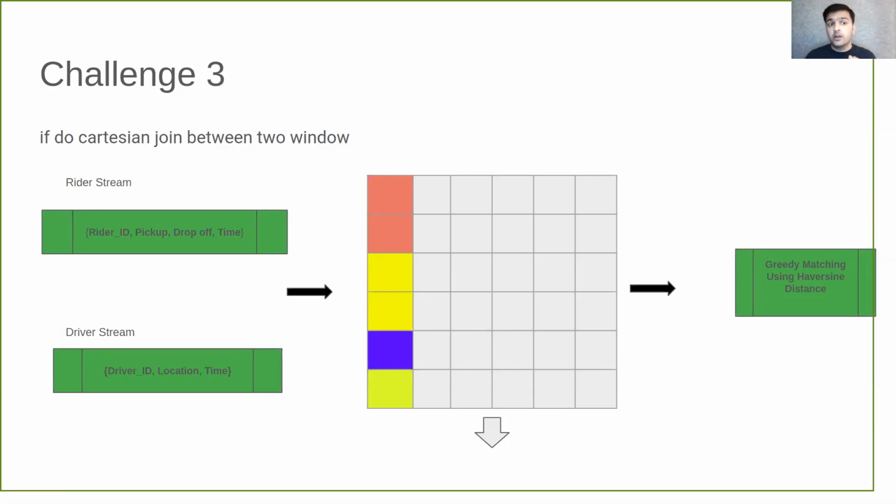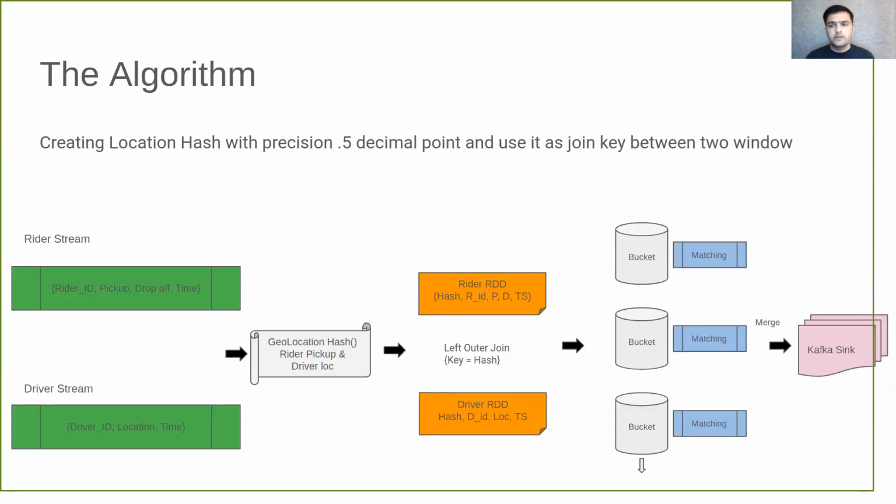After joining it using a Cartesian join, my RDD will contain n square records, where n is the number of records present in the driver RDD and the rider RDD. And after creating one single joined RDD, on that particular RDD I'm applying my greedy match algorithm using Haversine distance. I implemented this code and ran it in my pipeline, but Spark was taking so long to compute the entire RDD and matching distance. So I discarded this idea. Then finally I came up with my algorithm, which is in some way optimistic in terms of finding the matching.